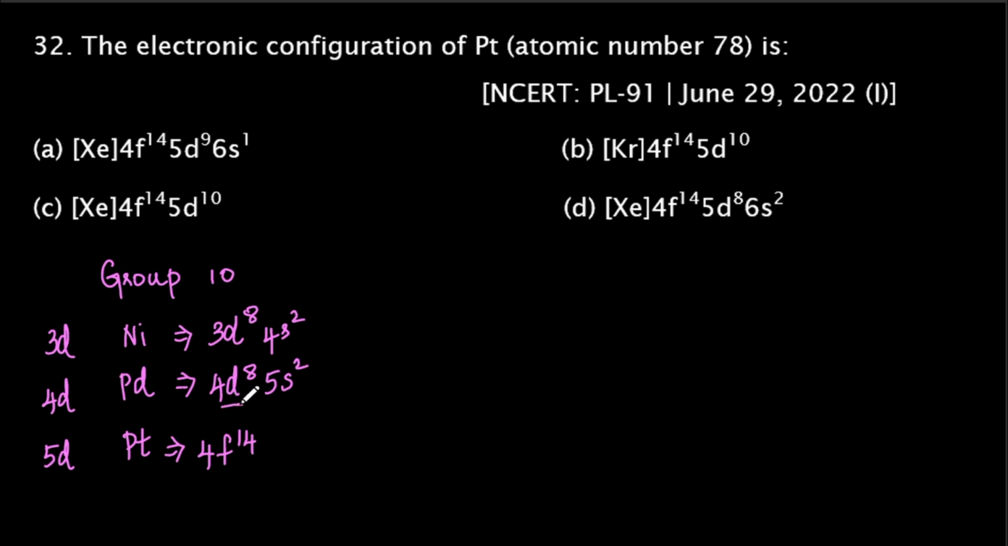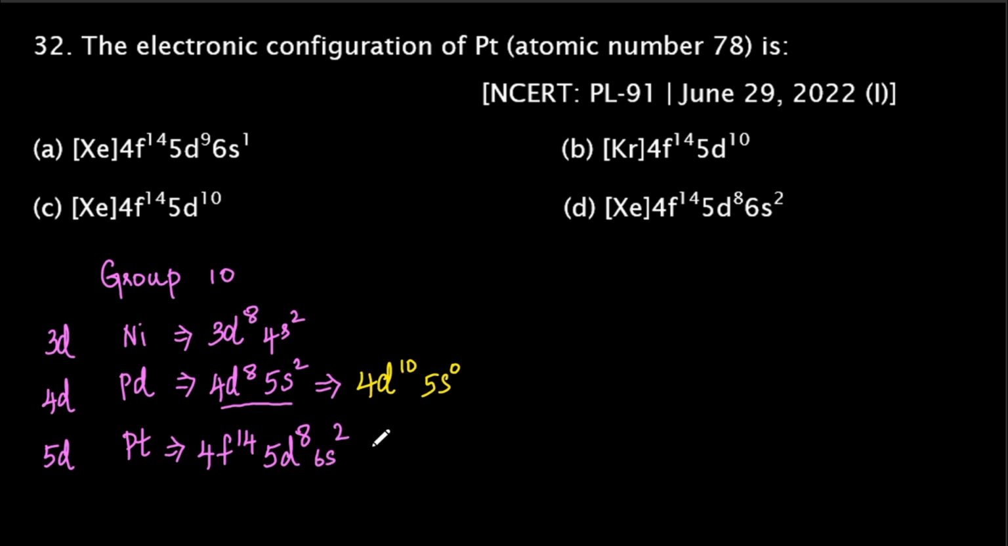This is the expected configuration of palladium, but due to the increased nuclear charge, both the electrons from the 5s orbital are promoted to the 4d orbital. So the actual configuration of palladium is 4d10 5s0. So this is the actual configuration of palladium. Now coming to platinum, the expected configuration is 4f14 and the next orbital is 5d, 5d8, 6s2. This is the expected configuration.